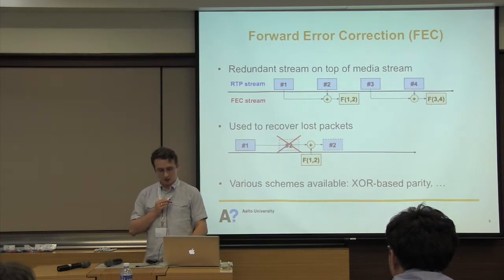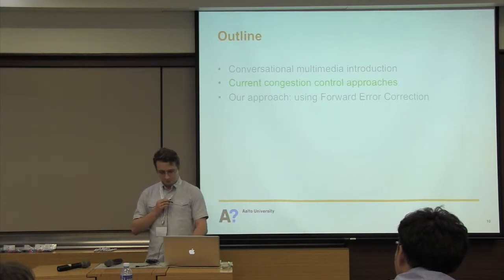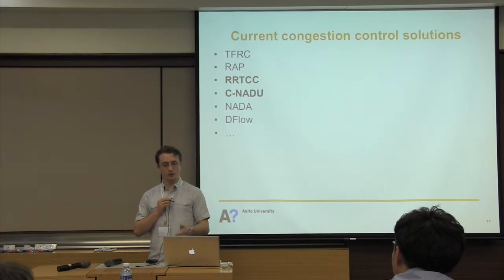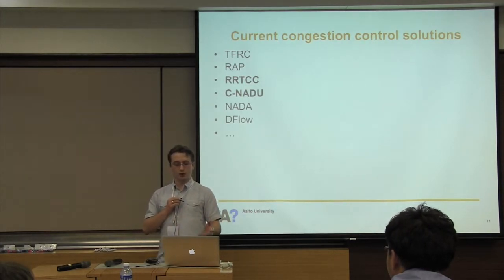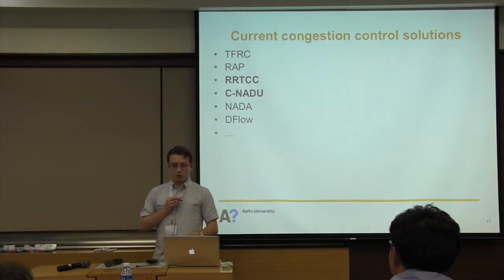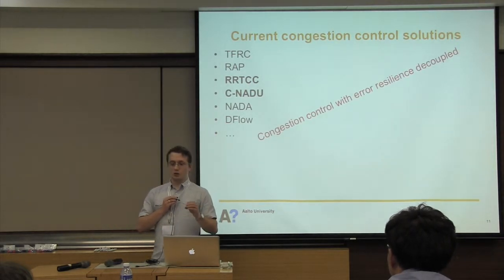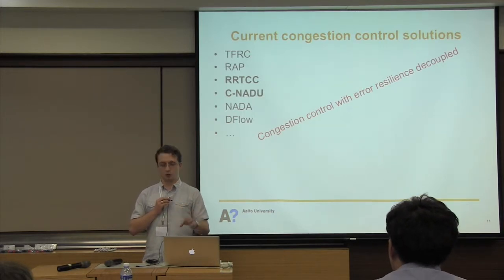And we have not investigated the impact of using different FEC schemes on our solution. So what are the current approaches to congestion control? Here is a list of existing congestion control solutions. There's TFRC, there's RAP, there is RRTCC and CNADU. These two we have used to compare our algorithm's performance against. And among the newest solutions, there is NADA. What is common between all these congestion control solutions is that the error resilience mechanisms and congestion control are completely independent in all of them.